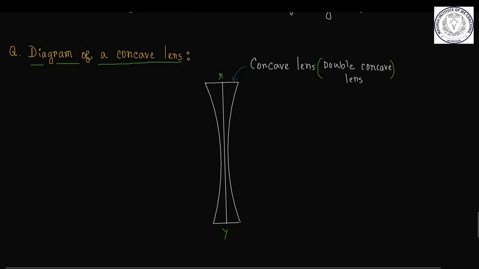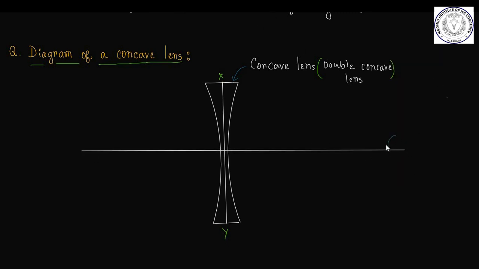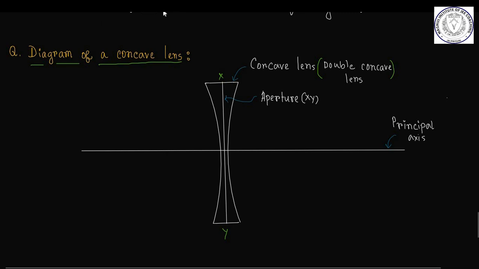We can denote the aperture. The vertical straight line XY is the aperture, and this horizontal straight line is the principal axis of the concave lens. Aperture means the effective diameter of the transmitting area of the lens.